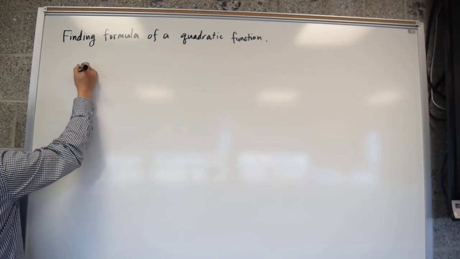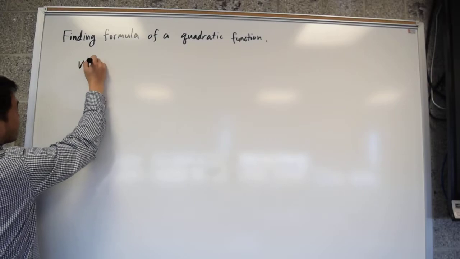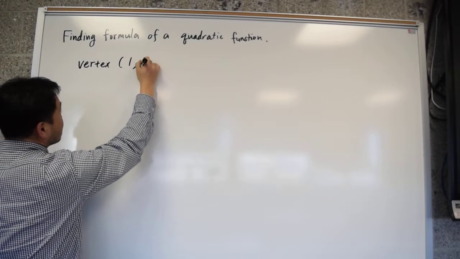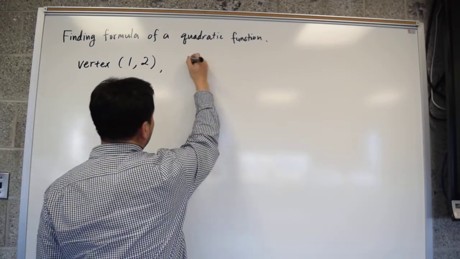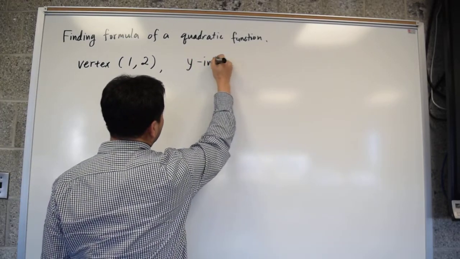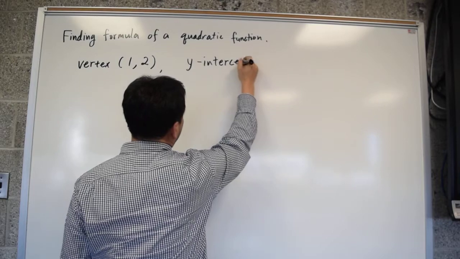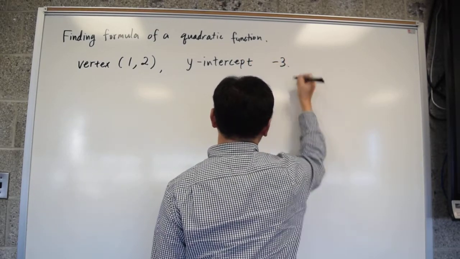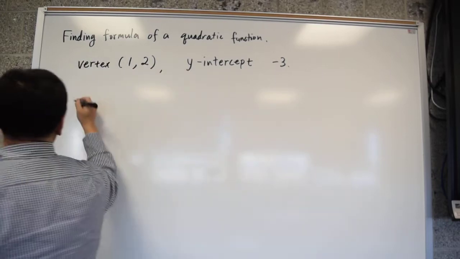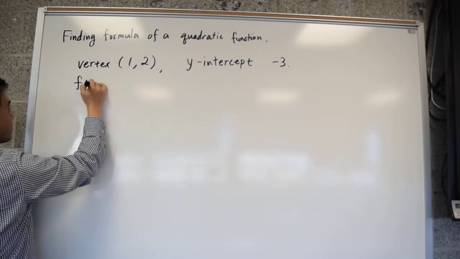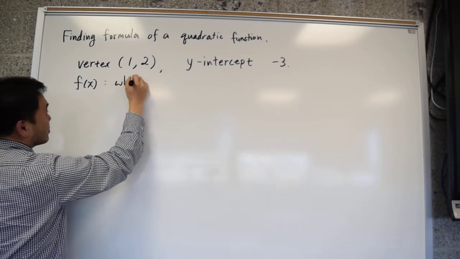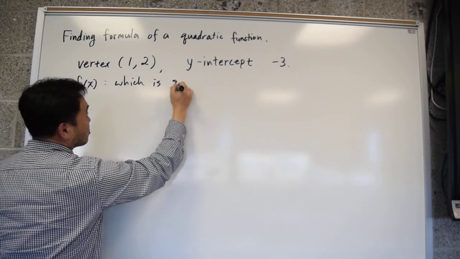So what if you're given vertex as 1, 2 and y-intercept as -3? Find the function f of x, which is quadratic.